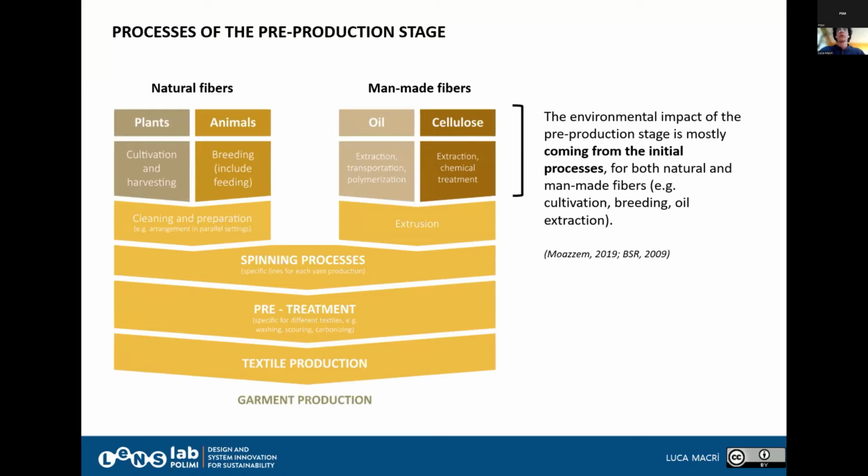Let's talk about fibers. So we have natural and man-made fibers. Which are the processes that are impacting the environment? Obviously, all of these in this order. So we start from plants, animals, or either oil or cellulose.